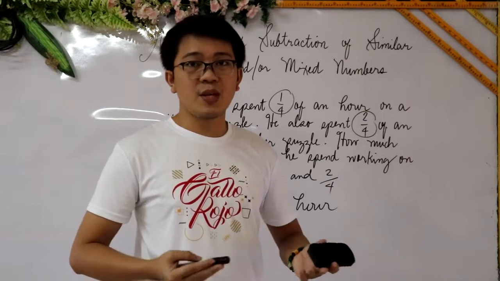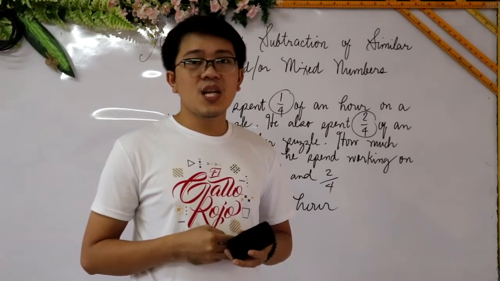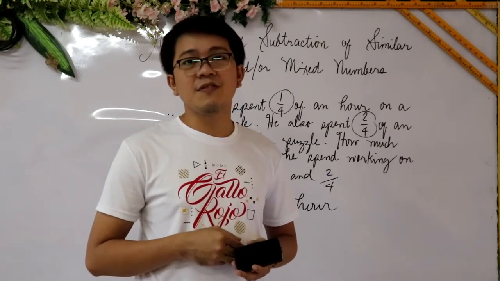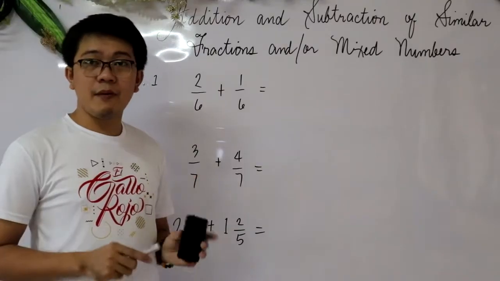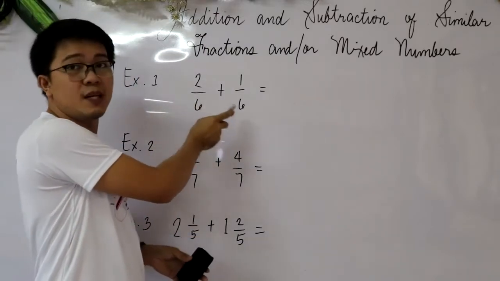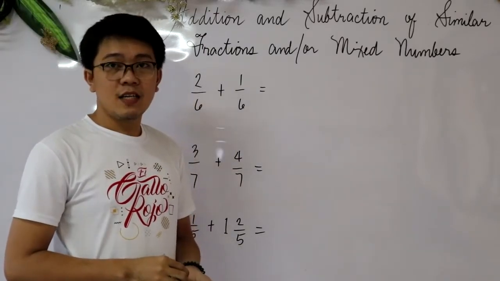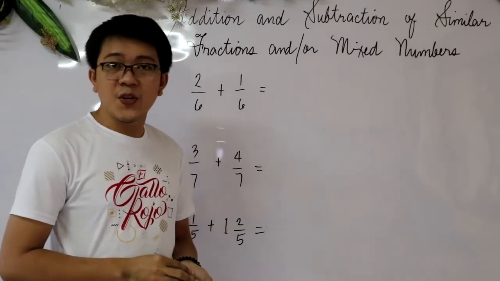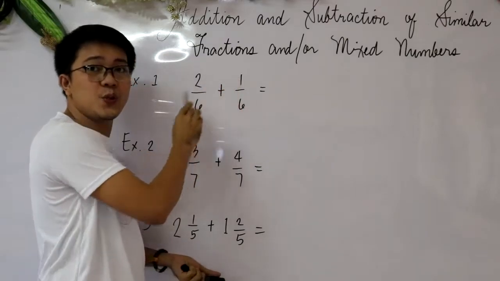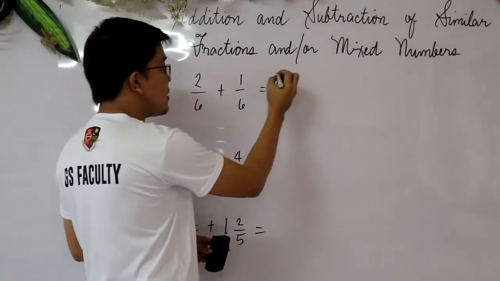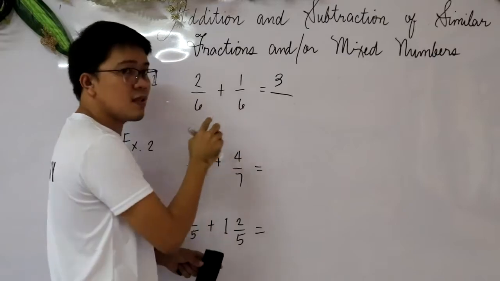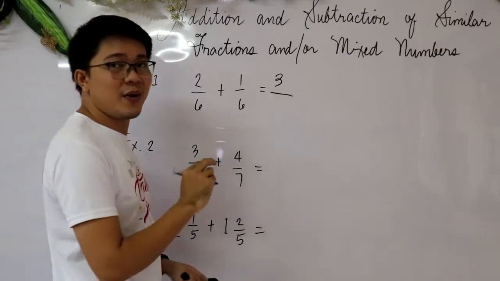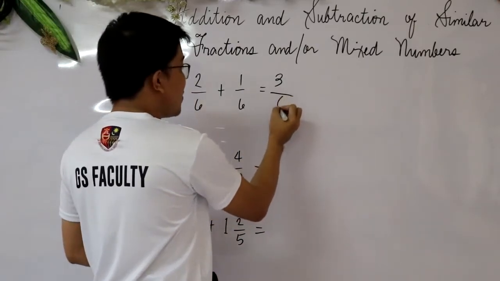Now for you to understand more about addition and subtraction of similar fractions and mixed numbers, let me give you more examples. Example number 1: 2/6 plus 1/6. To get the sum of these two similar fractions, we only add the numerators. What is 1 plus 2 or 2 plus 1? Perfect, it's 3. How about our denominator? Yes, we only copy the common denominator. And then we copy the 6.